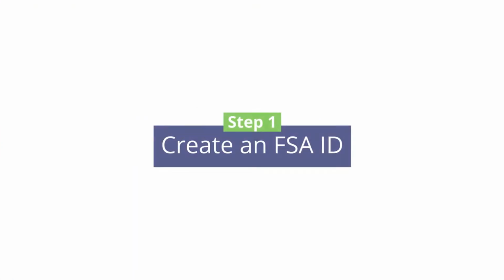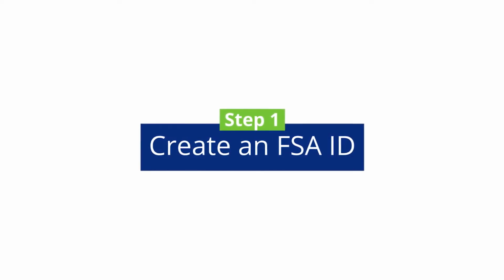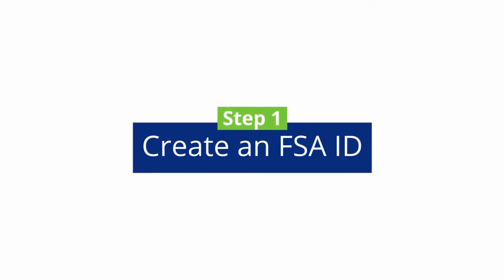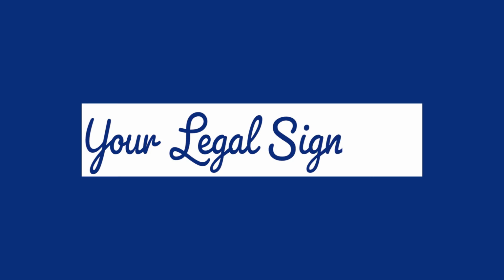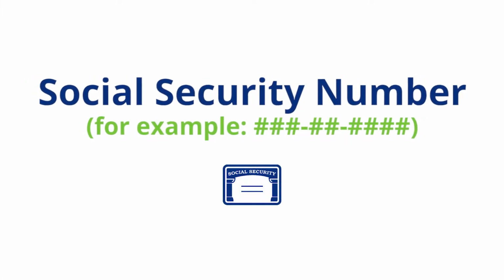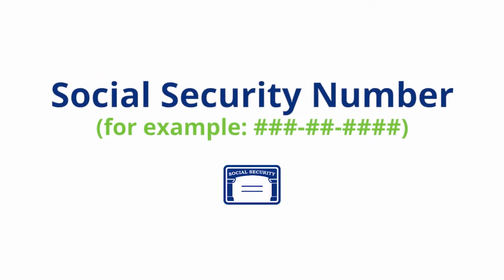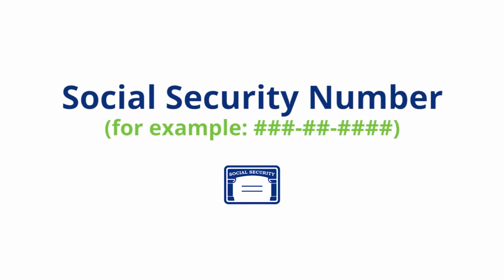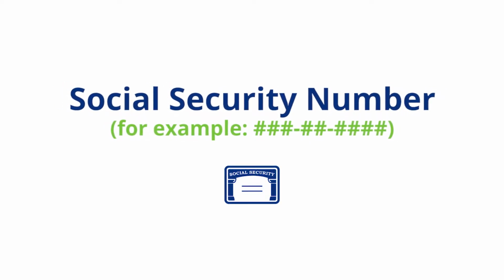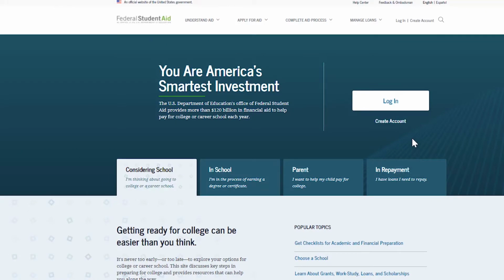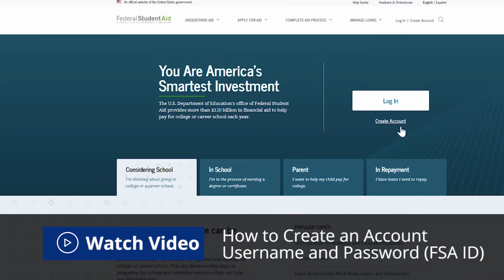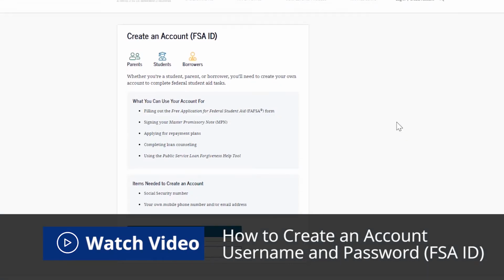First, we suggest that you and one of your parents, if they don't already have one, create FSA IDs before starting the FAFSA. The FSA ID is a unique username and password that serves as your legal signature when you sign and submit your FAFSA. In order to create your FSA ID, you will need a social security number. If you do not have a social security number, you will be unable to create one. For more information, we recommend watching the Federal Student Aid video linked in the description.